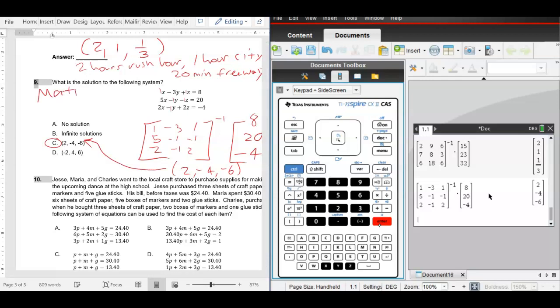So again, how did I do it? I did it with a matrix. I did menu 711.